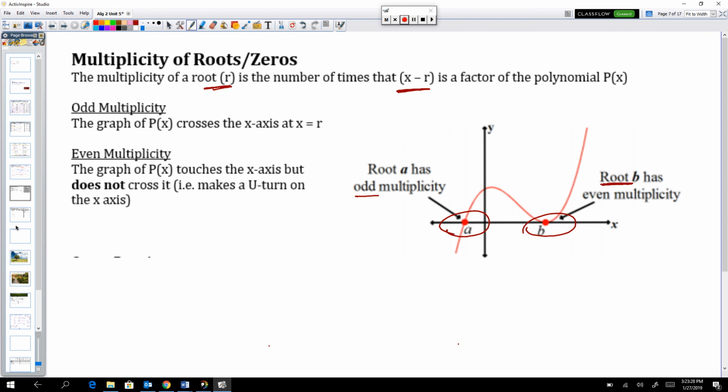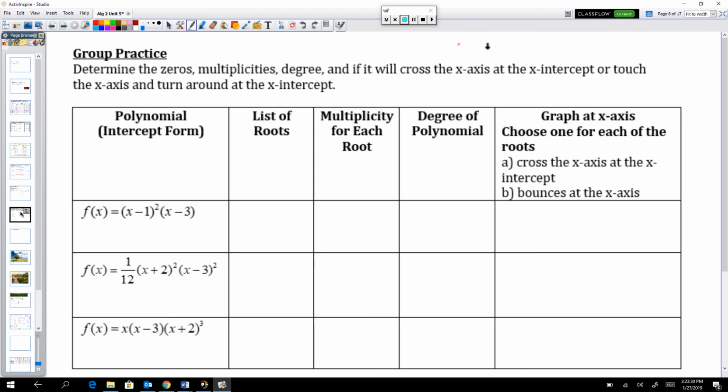Let's see how this plays out in the chart. So we've got some examples here, and we put them in intercept form to make it a little clearer. So before we were talking about standard form, now we'll talk about intercept form, and that is the form that I asked you to do in your project. When we had the project polynomials, I asked you to put them into Desmos in intercept form so we could clearly see what those roots were.